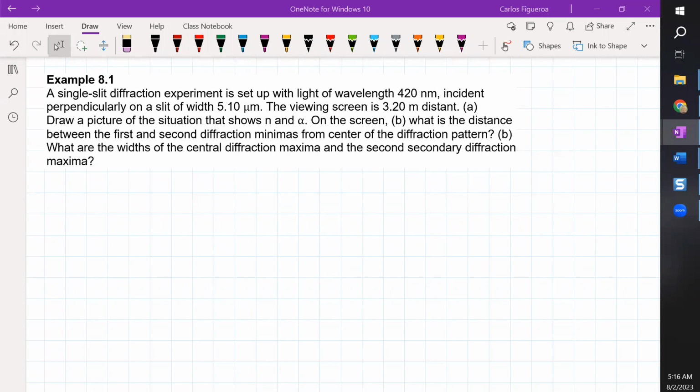Example 8.1. A single-slit diffraction experiment is set up with light of wavelength 420 nanometers, incident perpendicularly on a slit of width 5.1 microns. The viewing screen is 3.2 meters distant. A. Draw a picture of the situation and show N and alpha. B. On the screen, what is the distance between the first and second diffraction minimas from the center of the diffraction pattern? C. What are the widths of the central diffraction maxima and the secondary diffraction maxima?